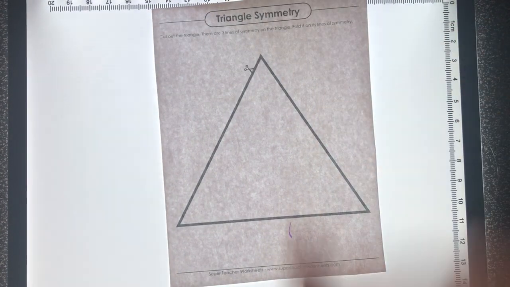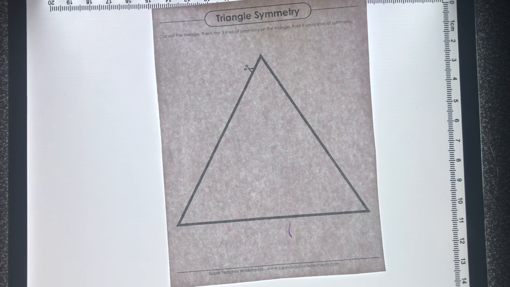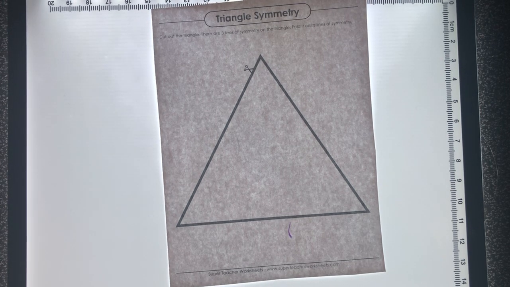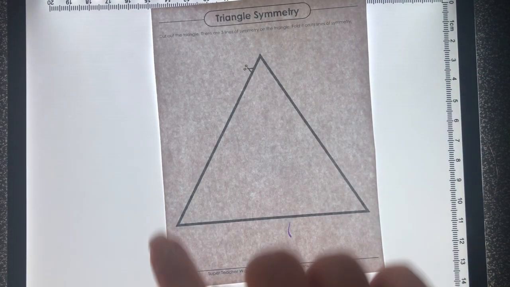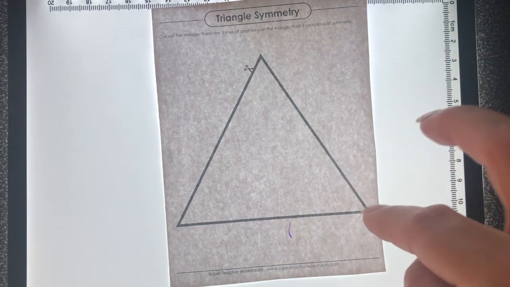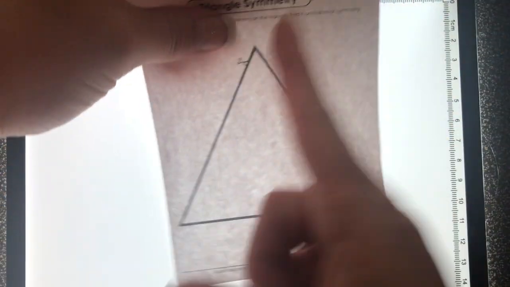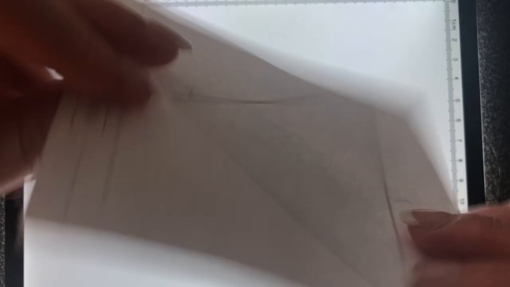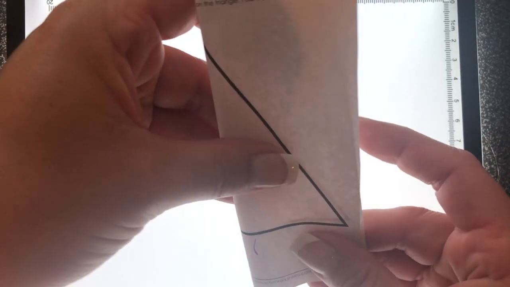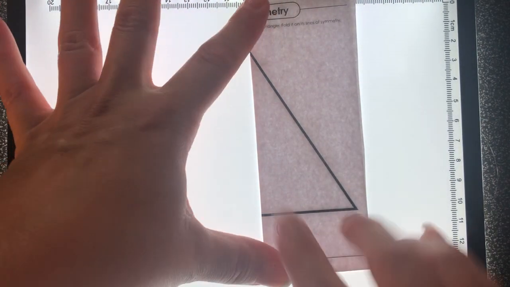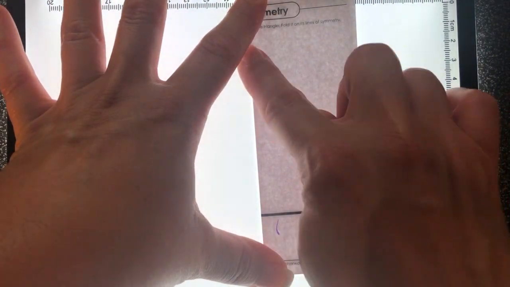Next shape we're going to work on is an equilateral triangle. An equilateral triangle is only one type of triangle that we have. What equilateral means is that all 3 sides are equal to each other and all 3 angles are equal to each other. So I'm going to start trying a line of symmetry this way. I'm going to fold corner to corner there. And it does match up. So I do have a line of symmetry there.